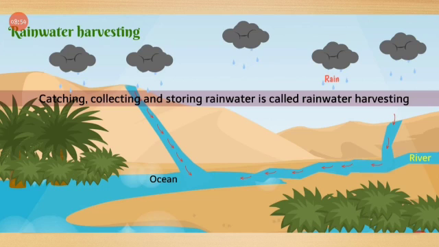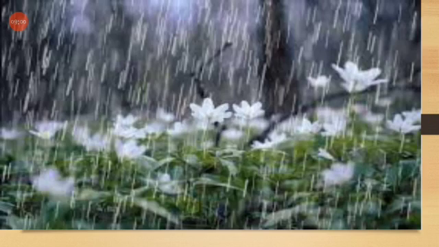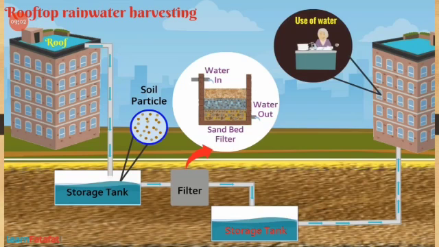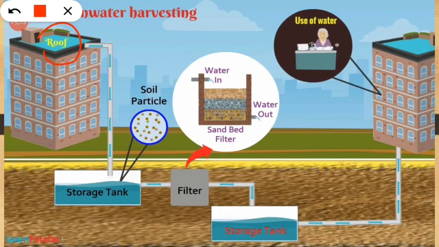The method used for rainwater harvesting is rooftop rainwater harvesting. During rain, the water gets collected on the rooftop. It can be transferred into a storage tank with a pipe. Water contains some soil particles and other impurities. In this case, water should be filtered to remove the impurities. Water stored in this storage tank can be used to fulfill our water needs.